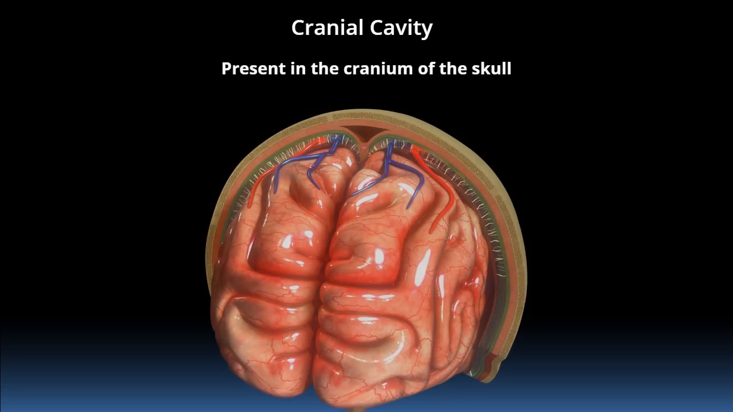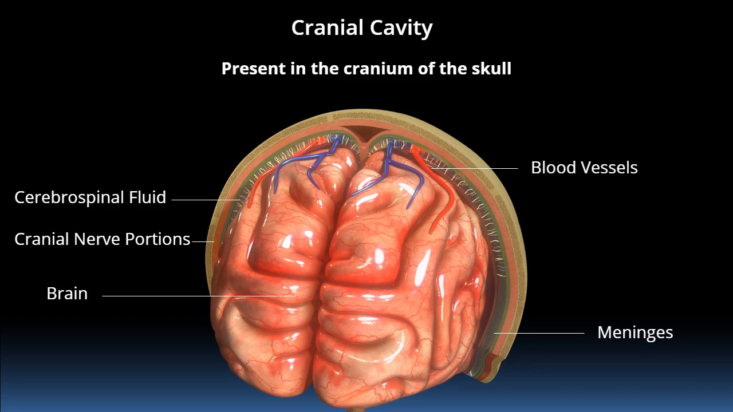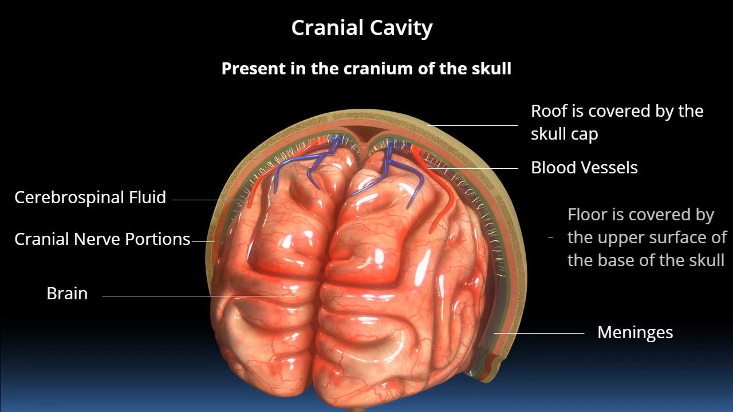Let's start with the top of the body. The cranial cavity is present in the cranium of the skull. It contains our brain, the meninges, cerebrospinal fluid, portions of the cranial nerves, and blood vessels. The roof of the cranial cavity is covered by the skull cap, and the floor is covered by the upper surface of the base of the skull. The cranial cavity is one of the major reasons why our head doesn't crack open as soon as it hits the ground. The cerebrospinal fluid cushions these blows. We will discuss the cerebrospinal fluid later in this module.